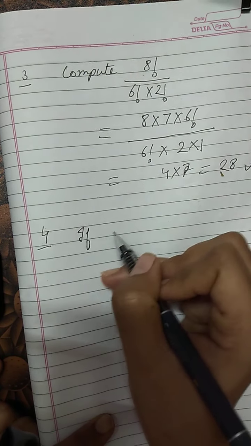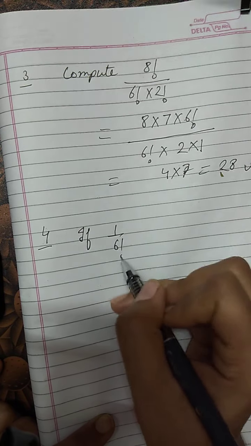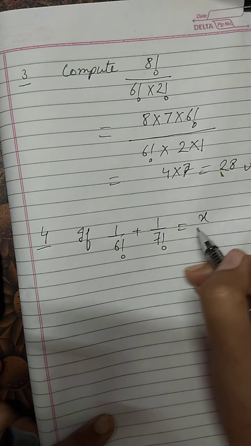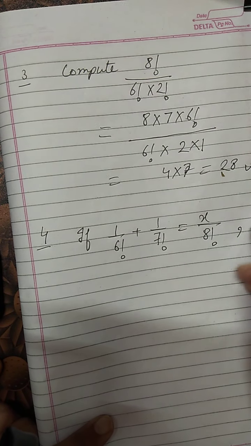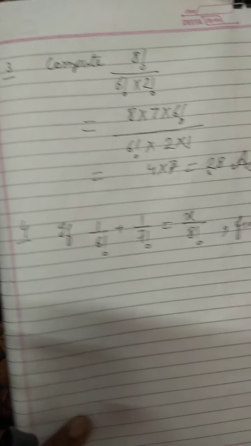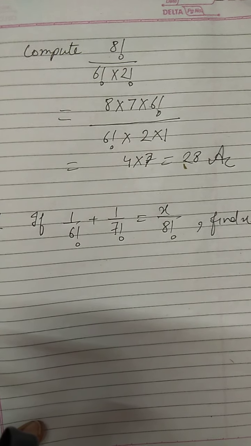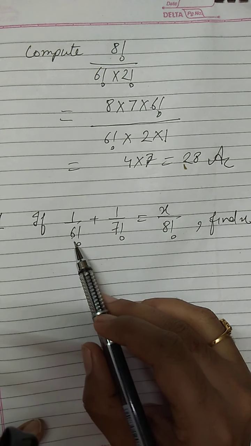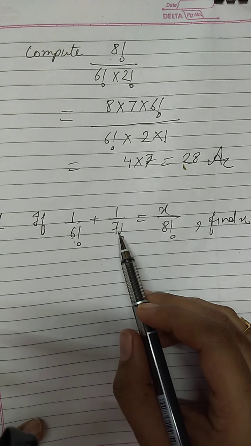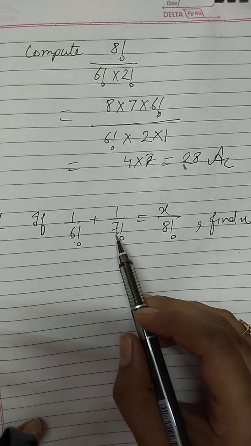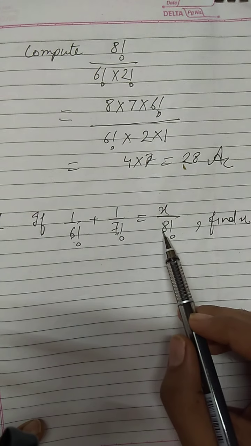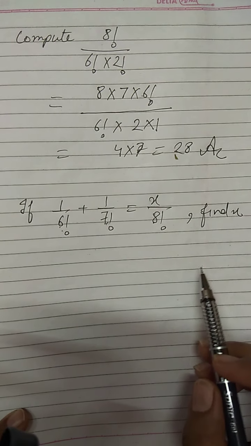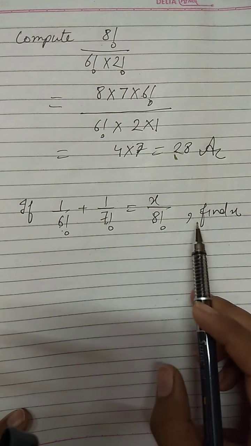It is given: if 1 upon 6 factorial plus 1 upon 7 factorial is equal to x upon 8 factorial, we have to find x. Now it's an equation, and 6 factorial is the smallest, then 7 factorial is there, and this 7 factorial we can also write as 7 into 6 factorial. 8 factorial we can also write as 8 into 7 factorial, then throughout 8 into 7 into 6 factorial.